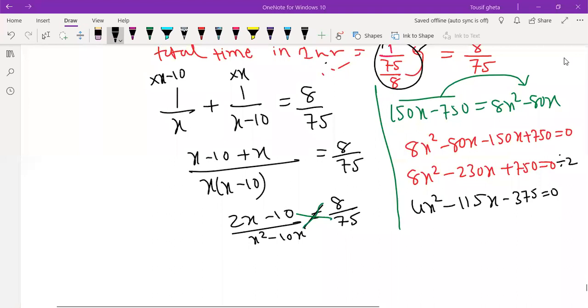You need to multiply 375 into 4. You will get minus 1500. Take this 100, 15s are. So this is very easy now.